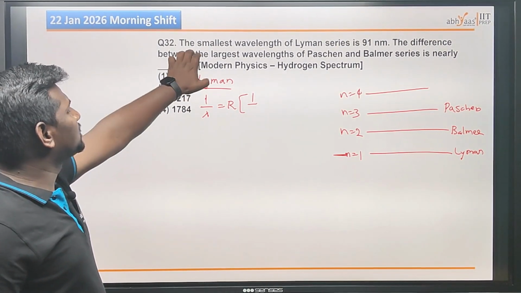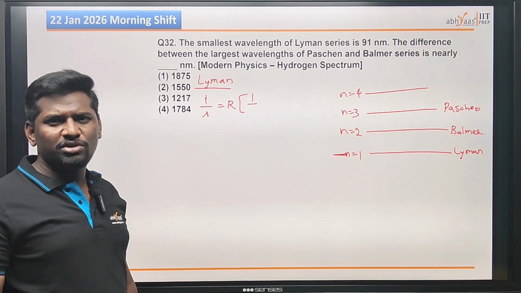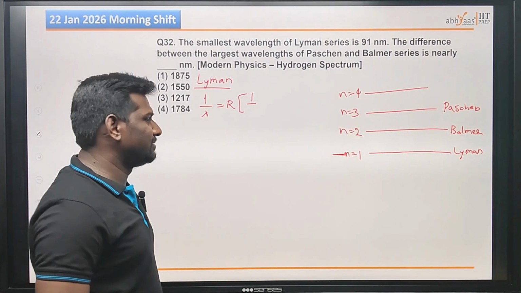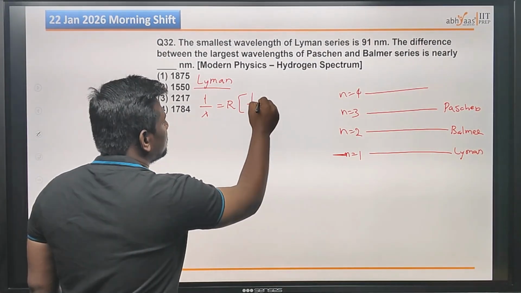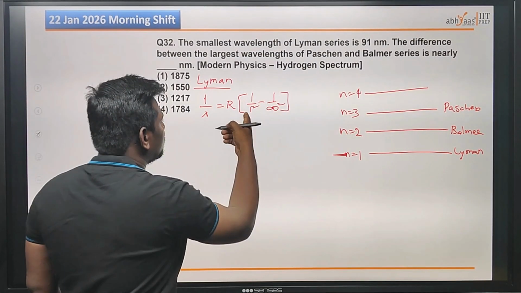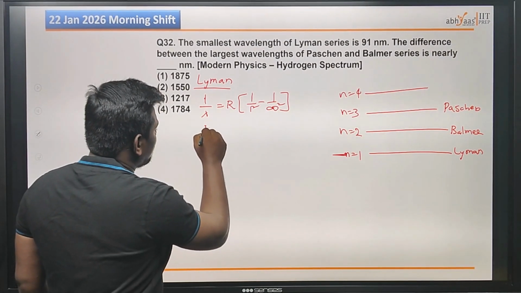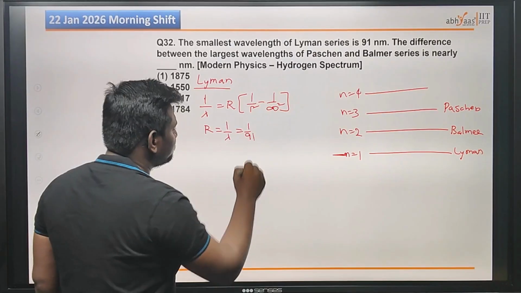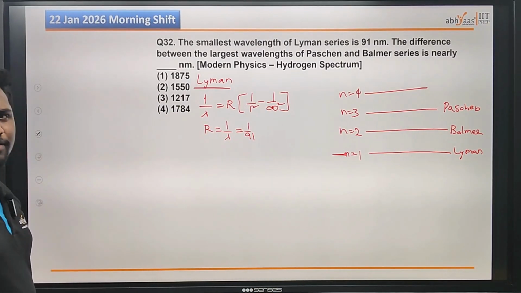So what they are asking? Smallest wavelength. How do you get the smallest wavelength? The n2 value is at infinity. So 1 by n1 square minus 1 by infinity square. So you are getting R equal to 1 by lambda, that is nothing but 1 by 91. This is our R value.